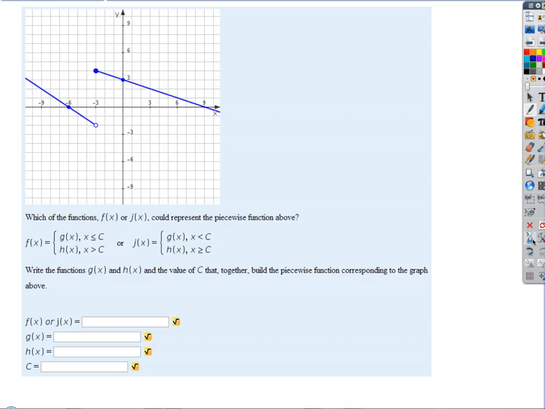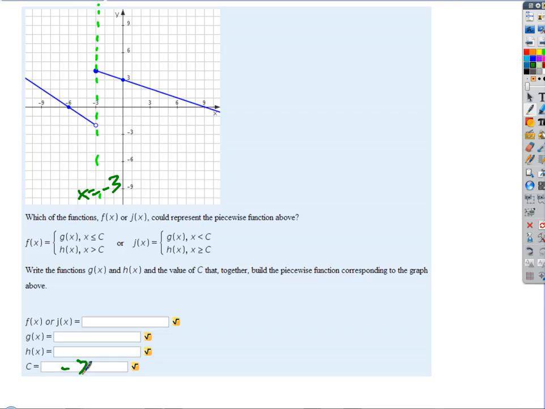Okay. So first things first. Actually, let's start with c. What is the breaking point? -3. Okay, good. So here's our breaking point right there. Right. So that's at x equals -3.